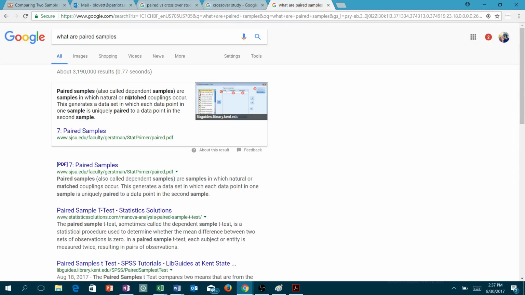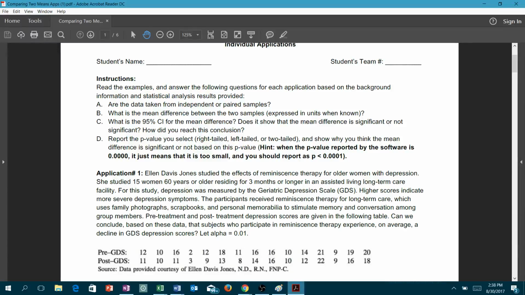And then the other part of number C, does it show that the mean difference is significant or not? I want you to be able to tell if it is significant or not and why. You tell me because it contains 0 or because it does not contain 0. It might look very intuitive to some, but some are still learning.